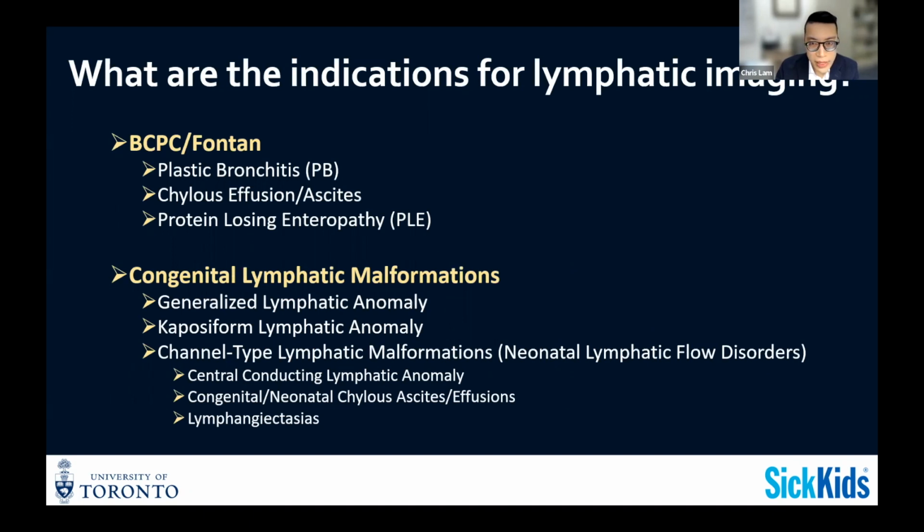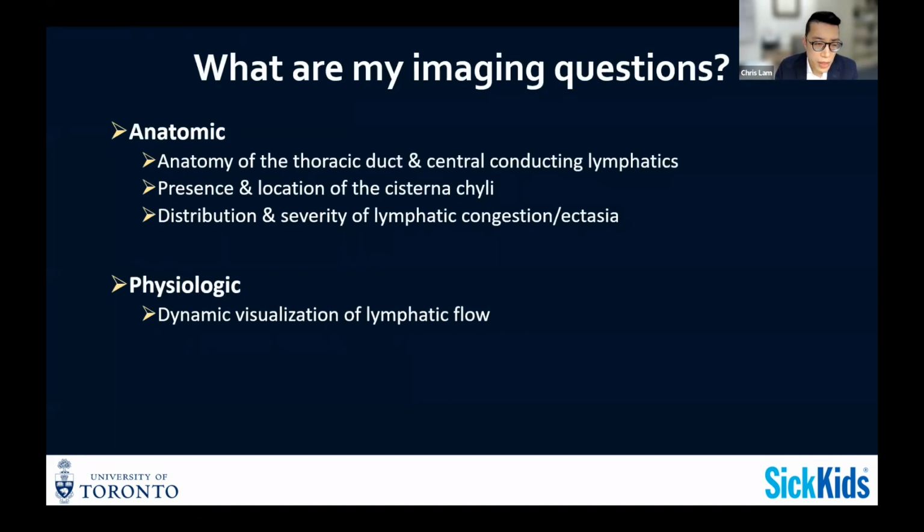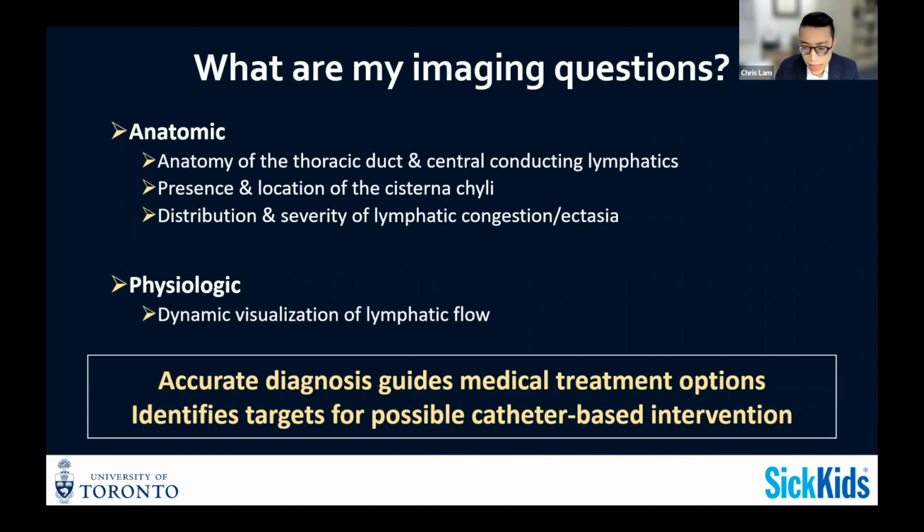In our practice, there are two main indications for lymphatic imaging. One is in the Fontan or single ventricle population, and the other is in congenital lymphatic malformations. We do quite a bit of both, actually. I'm going to focus more on the single ventricle population in this talk. What are we looking for? There are two main things. One is the anatomy: the anatomy of the thoracic duct and the central conducting lymphatics, the presence and location of the cisterna chyli, and the distribution and severity of the lymphatic congestion or ectasia. Then the more interesting part is the physiologic information we can get, which is dynamic visualization of lymphatic flow, which can often help us understand the nature of the abnormality. Accurate diagnosis guides medical treatment options and identifies targets for possible catheter-based intervention.